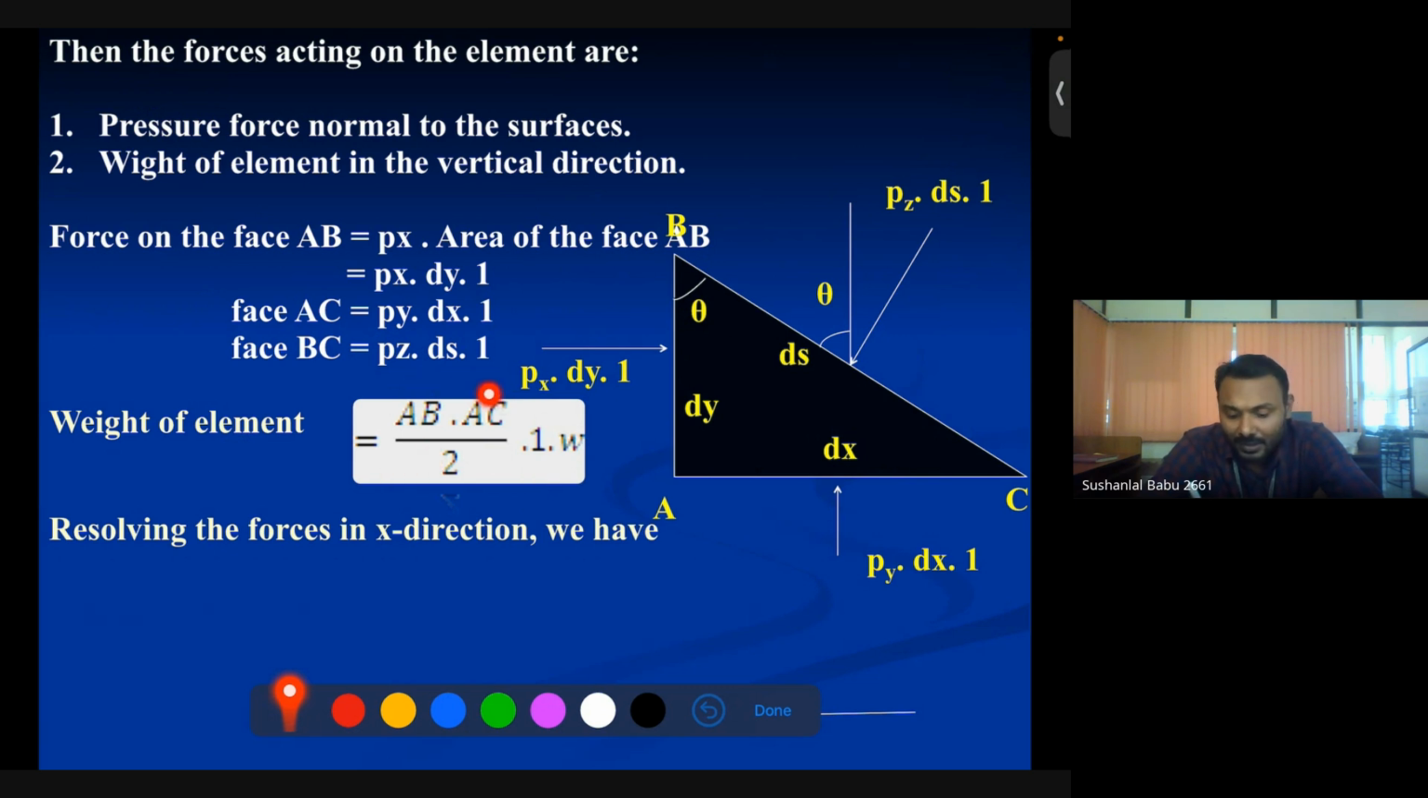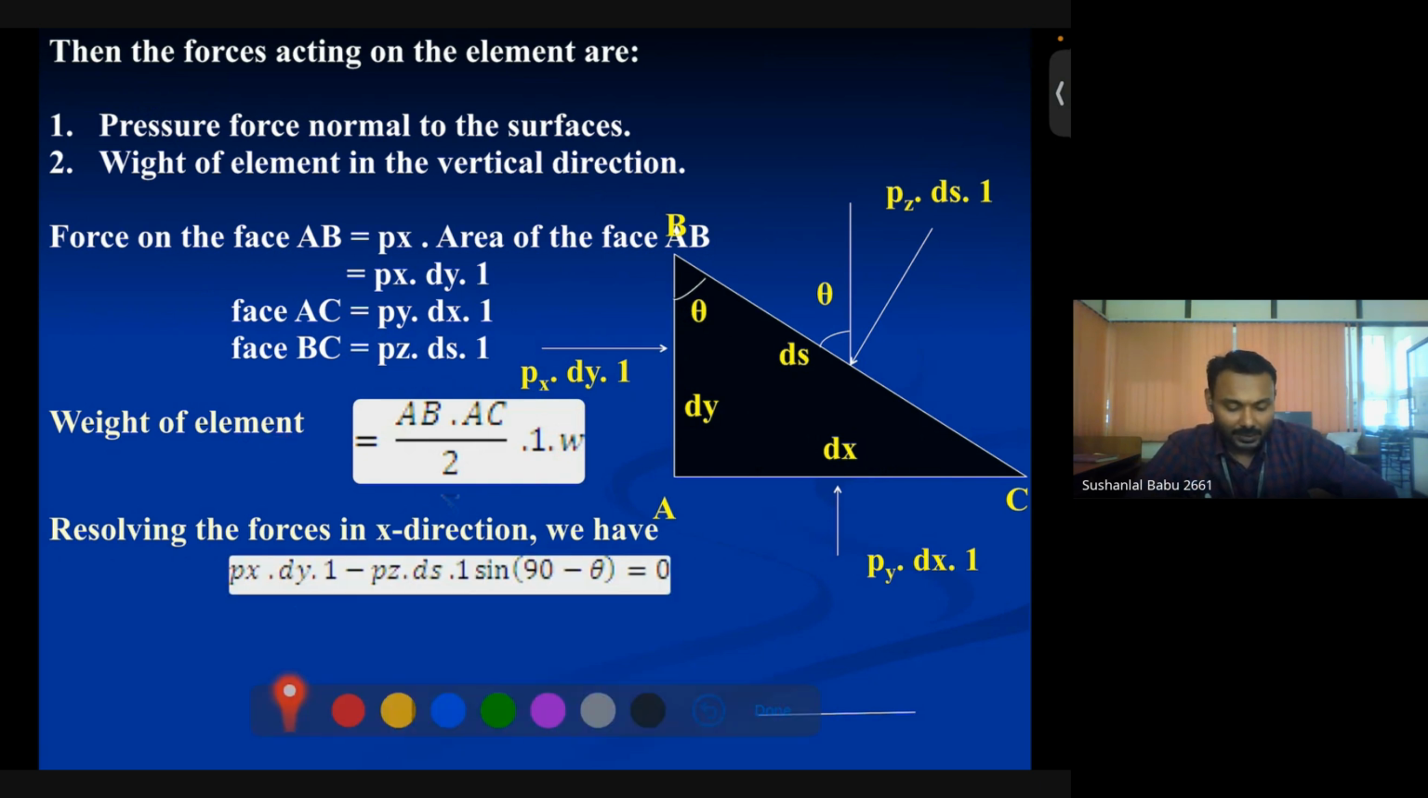The volume of the wedge is calculated from the base area. That is half into base, dx into dy, or AB into AC, and into width, which is 1, gives the volume. This will be 1 unit volume, and multiplying by the specific weight you will get the weight of the element.